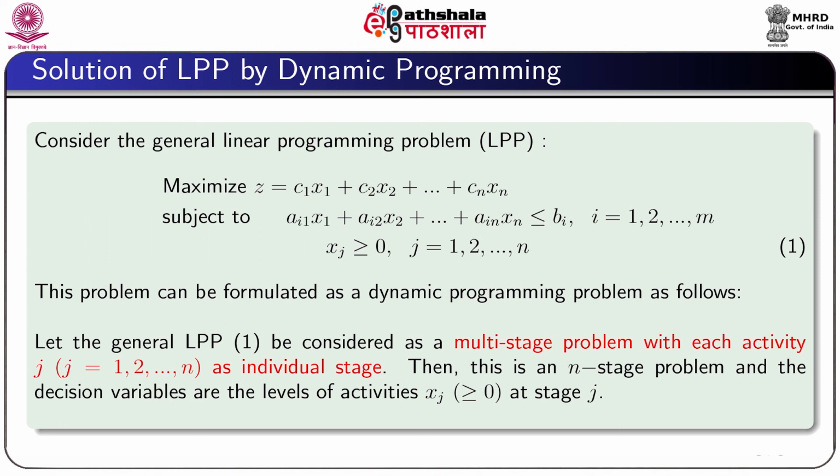Let the general LPP 1 be considered as a multi-stage problem with each activity j as an individual stage. Then this is an n-stage problem and the decision variables are the levels of activities x_j at stage j. As x_j is continuous, each activity has an infinite number of alternatives within the feasible region.